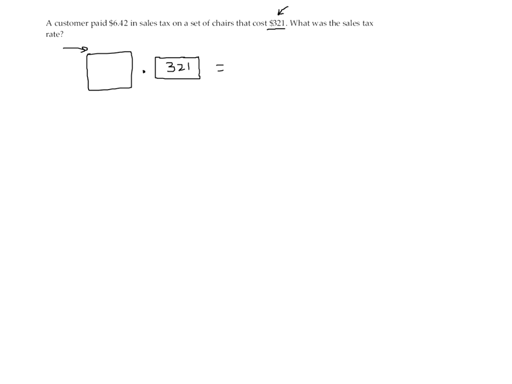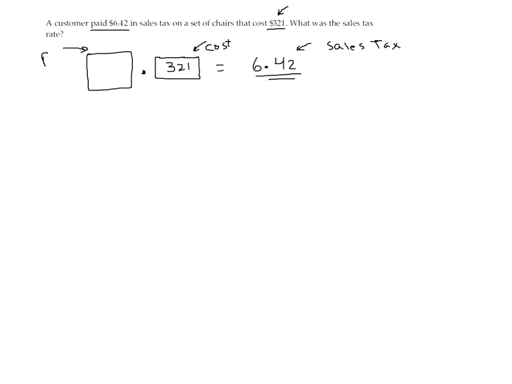Does that make sense? And they're giving you that the customer paid $6.42 for the tax. That was the sales tax. How they figure out the sales tax is they get a rate, whatever the tax rate is, and multiply by the cost of the item. I'm going to put cost here. If I multiply the rate times the cost, that should be the amount that you're paying for the tax. Does that make sense so far?